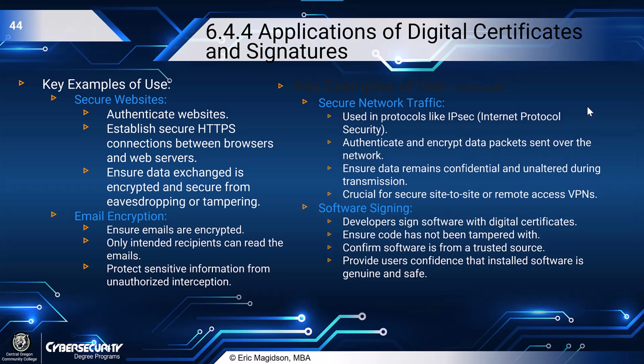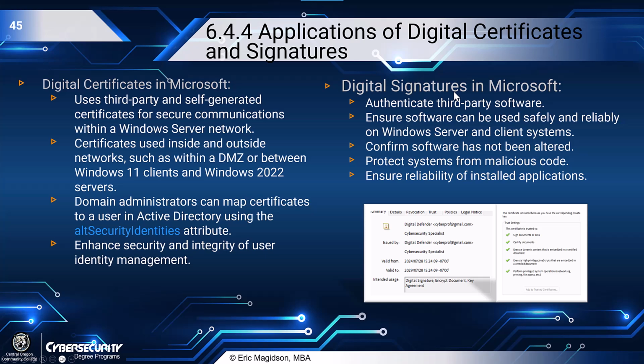Microsoft is a great example of this. When we look at digital certificates in Microsoft, it uses third-party and self-generated certificates. Through Windows Server, we can fire up a certificate authority to encrypt traffic between two devices in our secure network. But that CA is not going to be valid on the internet. So if data needs to leave my network, I need to get a third-party certificate from a recognized certificate authority to use for that purpose.